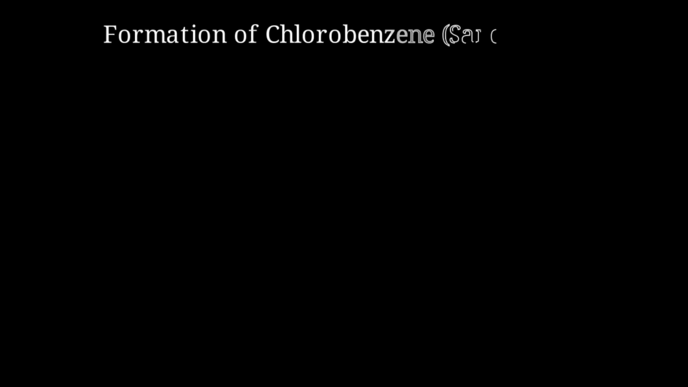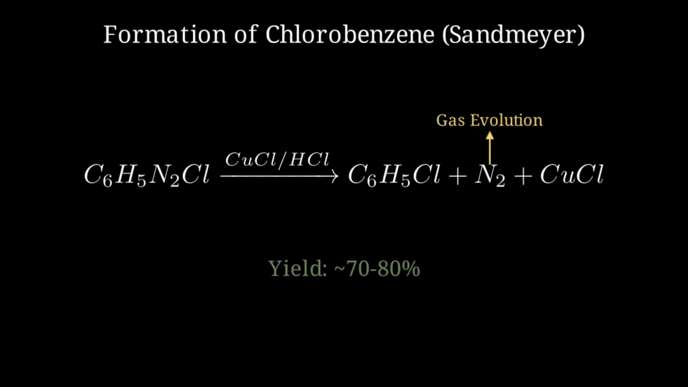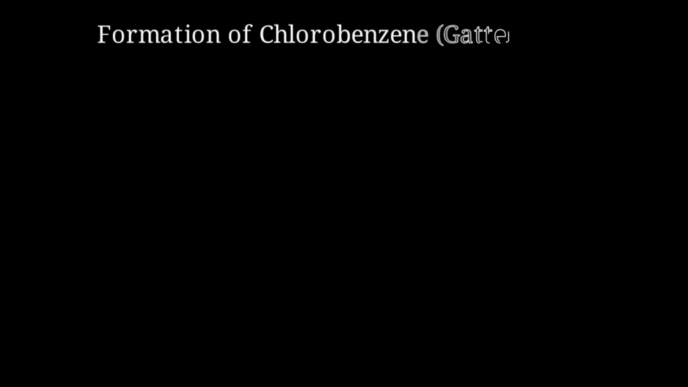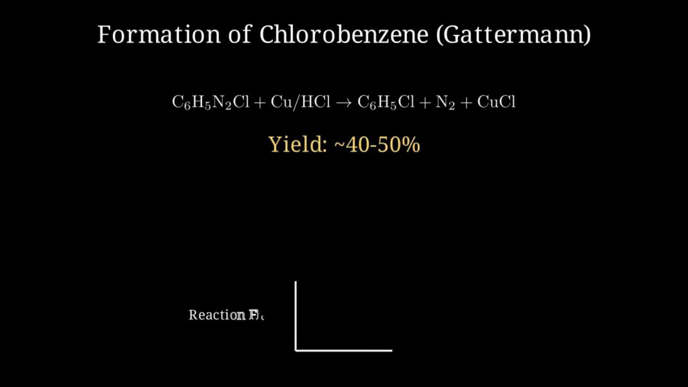Let's look at a specific example. To produce chlorobenzene via Sandmeyer, we react benzene diazonium chloride with cuprous chloride in hydrochloric acid. The evolution of nitrogen gas drives the reaction to completion. Using the Gattermann method for the same product, we use copper powder and HCl. Notice that the yield is significantly lower. The copper powder reacts with the acid to generate the copper ions required for the mechanism in situ.